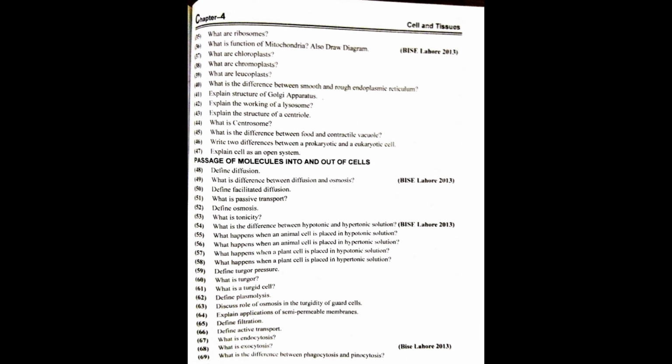What happens when a plant cell is placed in hypotonic solution? What happens when a plant cell is placed in hypertonic solution? Define turgor pressure. What is turgor? What is a turgid cell? Define plasmolysis. Discuss the role of osmosis in the turgidity of guard cells. Explain the application of semi-permeable membrane. Define filtration. Define active transport. What is endocytosis? What is exocytosis? What is the difference between phagocytosis and pinocytosis?